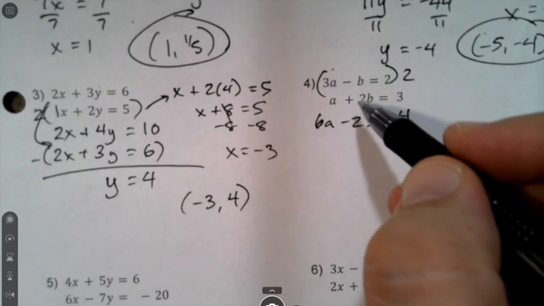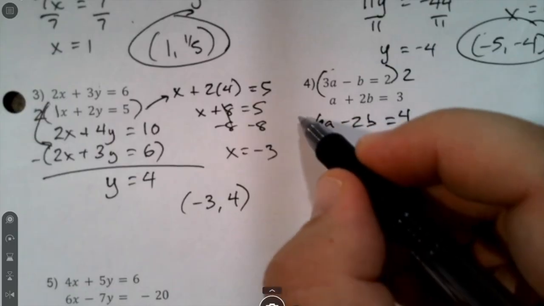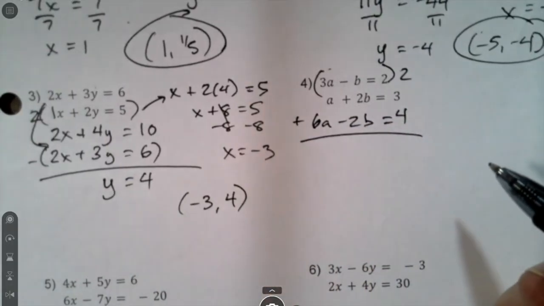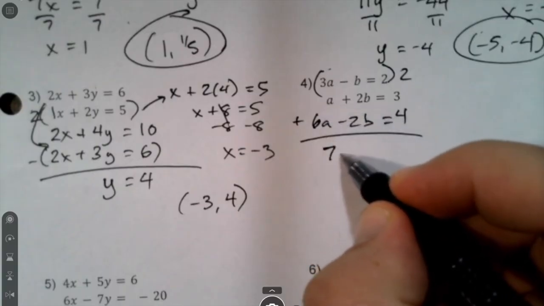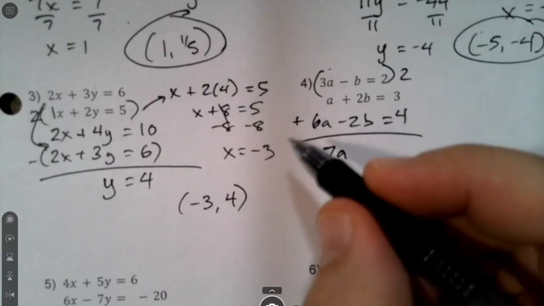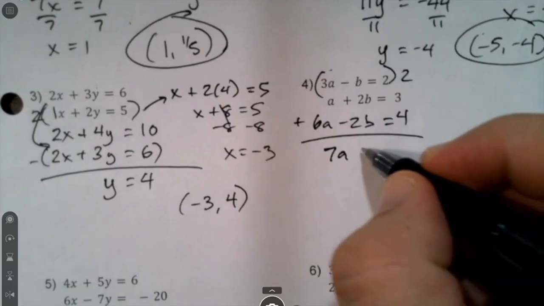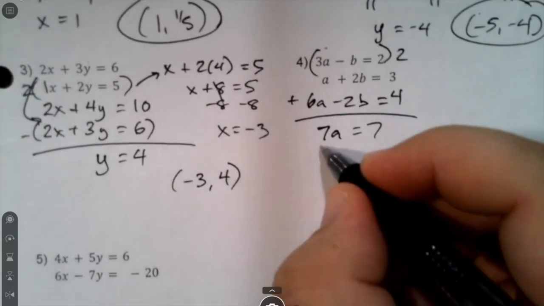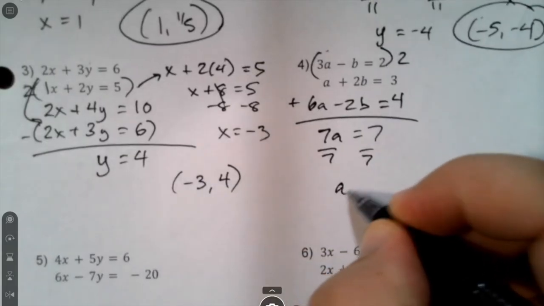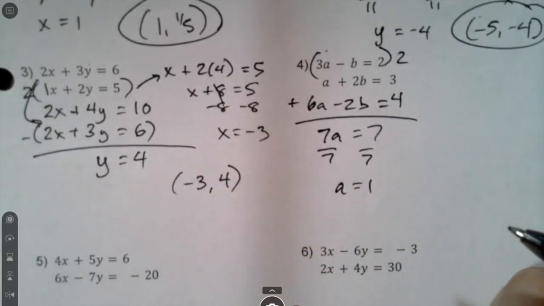So we have a positive 2 and a negative 2. When they have different signs, we add them together. Different add. 1a plus 6a is 7a. 2b plus negative 2b is 0. 3 plus 4 is 7. So we'll divide both sides by 7 and get a is equal to 1.